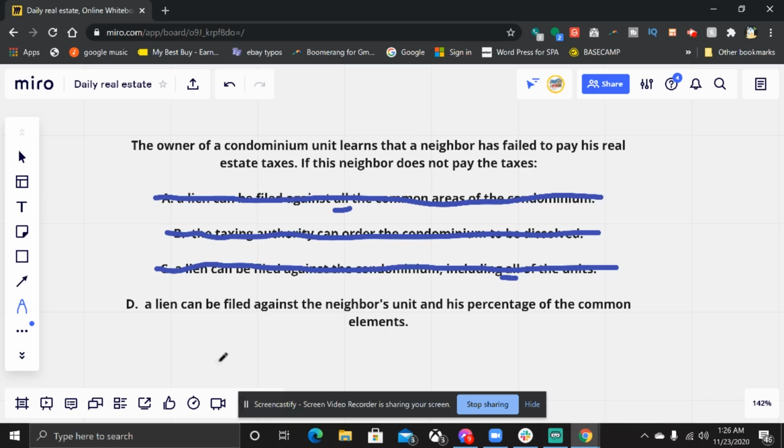Just like if your neighbor down the street doesn't pay their real estate taxes. The only difference in a condominium is that you have common elements that everyone shares an interest in. Okay, that's the only difference. So it's the same impact as if your neighbor didn't pay the taxes down the street: a lien will be filed against them and their percentage of the common elements. That's the only difference in a condominium.